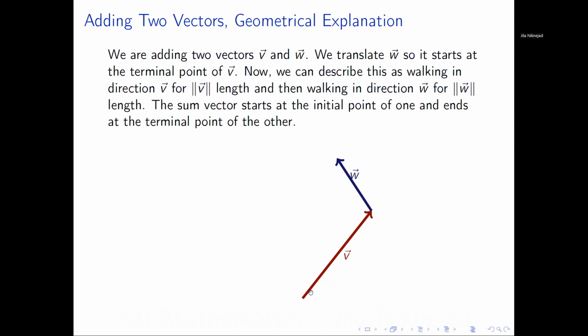Now you can explain this as walking in direction v, magnitude v length, and then walking in direction w, magnitude w length. So the sum vector should start from the initial point of v and then end at the terminal point of w.